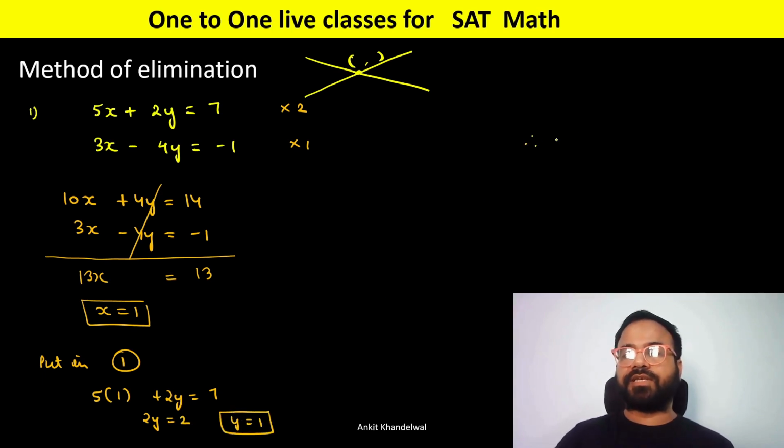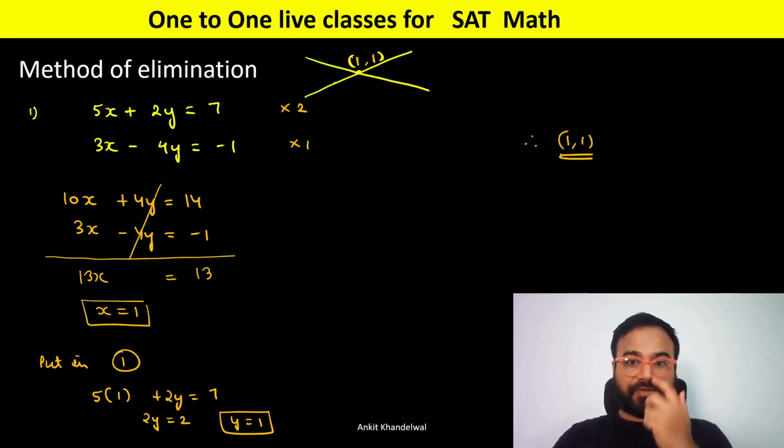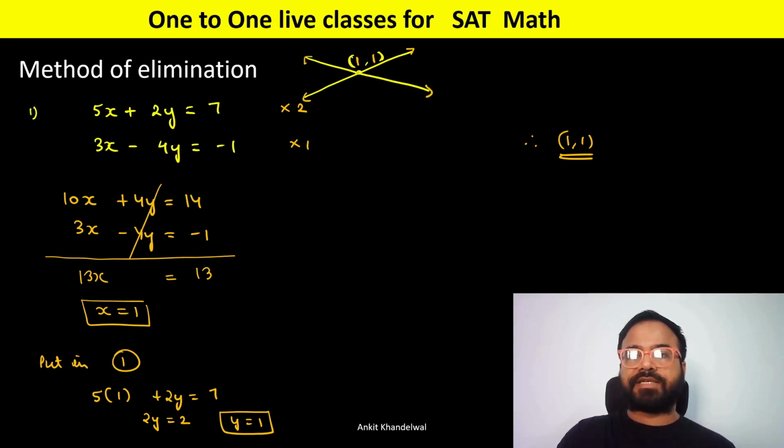So therefore you can say this system of equations has a solution 1 comma 1. It satisfies both the equations. So the point of intersection of both of them, when you plot it on Desmos, you will see that both the lines are intersecting at one point, which is the coordinate 1 comma 1. This is called elimination method.